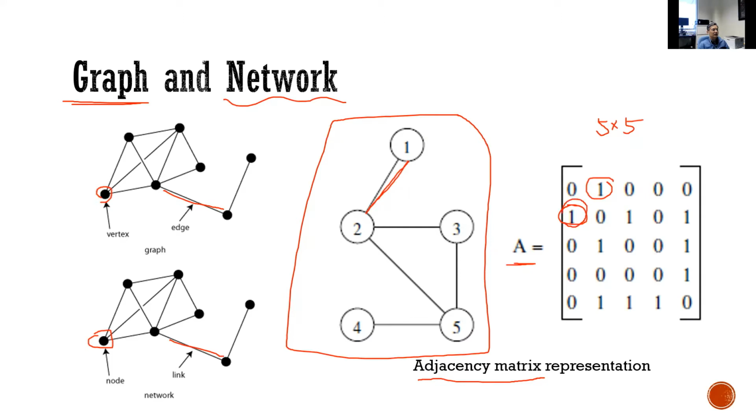And for example, 2 and 4 are not linked. So the position of 2 and 4, or 4 and 2, should be 0, because that indicates these 2 nodes are not linked. So that's very easy to understand, and that's the representation of the adjacency matrix for the network.